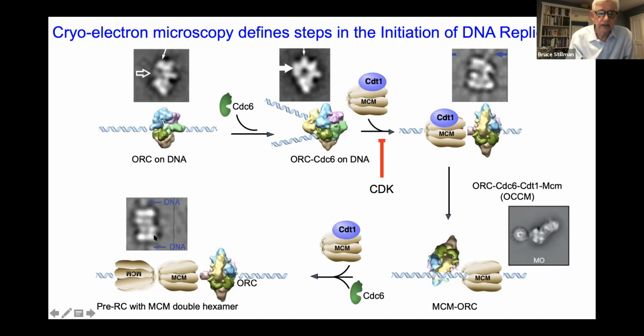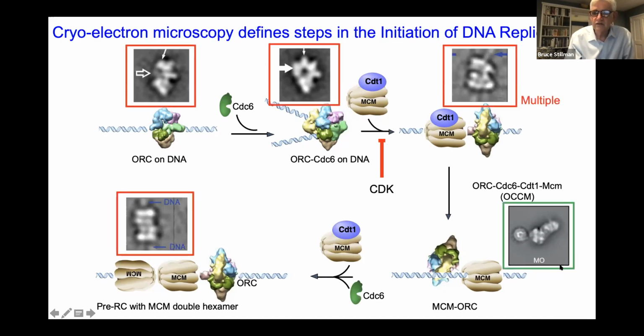Christian and Huiling and my lab have done the structures of this double hexamer. And the structure of this complex has only been done at this resolution, but all of the others have now been done at very high resolution, particularly ORC on DNA, by the Gao and Tai laboratories in China.